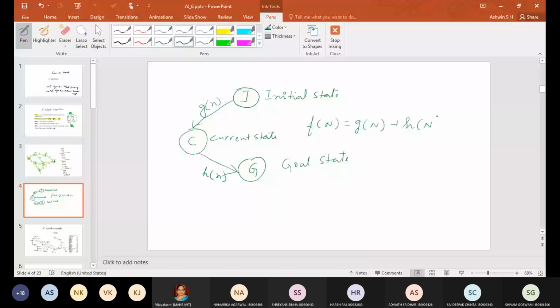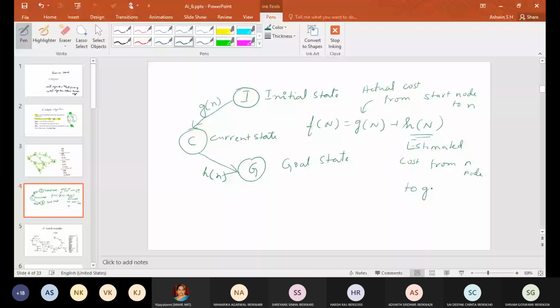So this is how you determine the total cost. Normally we call this the actual cost from the start node to n, and this is the estimated cost from node n to the goal node.